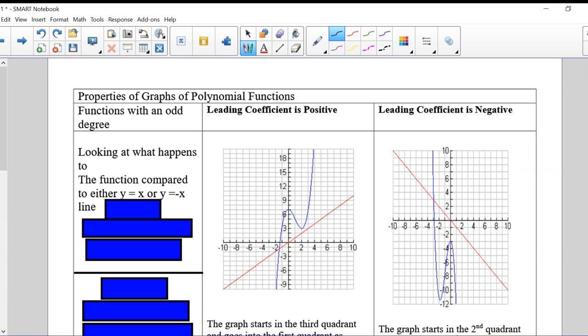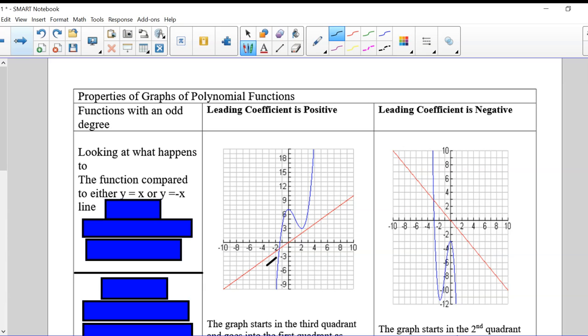What's another example of an odd degree function apart from a linear function? Give me another odd degree function that you can think of. A cubic function. Thank you, Noah. And in fact, that's the one that we're going to be seeing in this graph in a minute. So let's think of a linear function, though, to start us off.